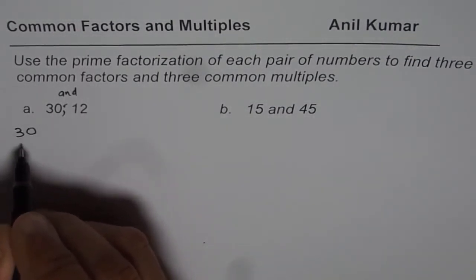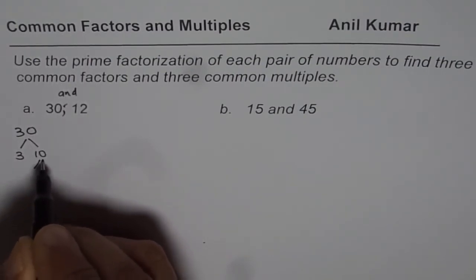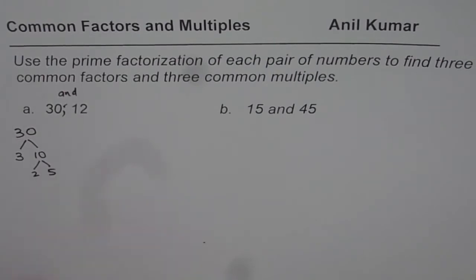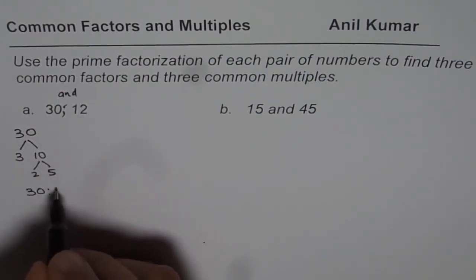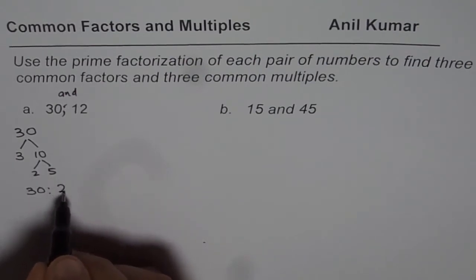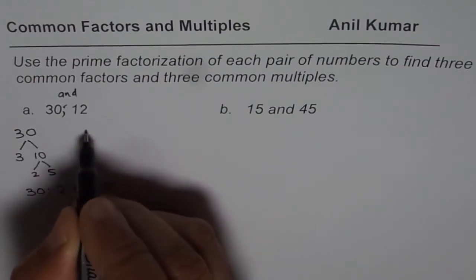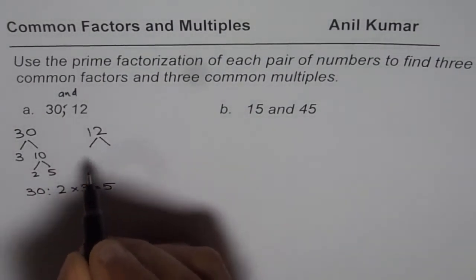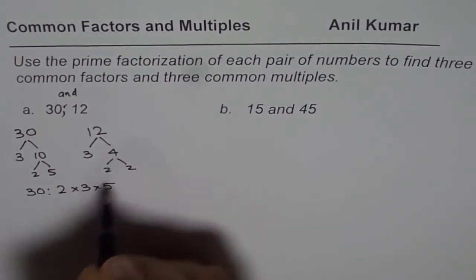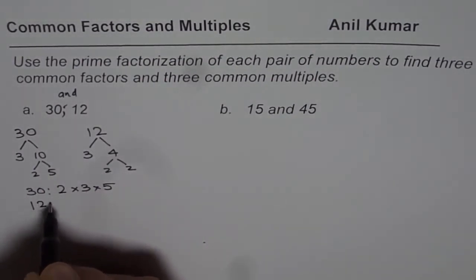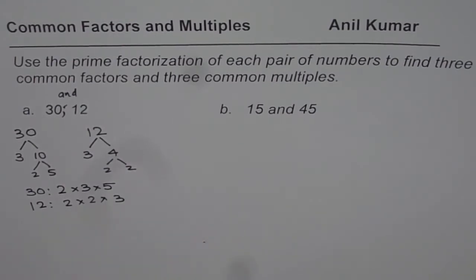Let's start with 30. 30 could be written as 3 times 10, and 10 is 2 times 5. So for 30, the prime factorization is good to write with the smallest number first: 2 times 3 times 5. And now let's do 12. 12 is 3 times 4, and 4 is 2 times 2. So 12 could be written as 2 times 2 times 3.